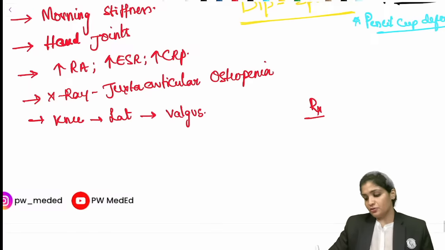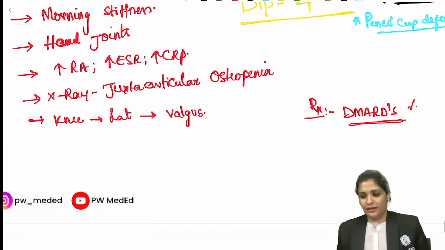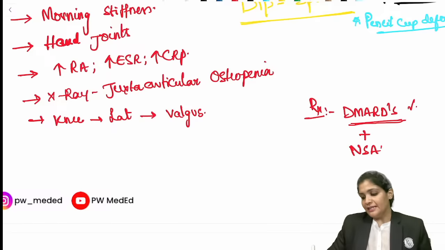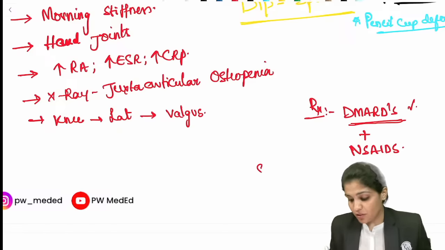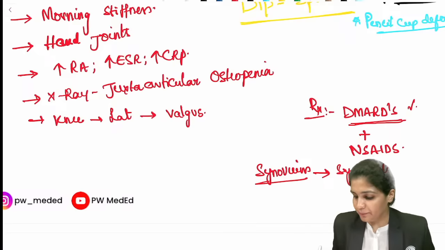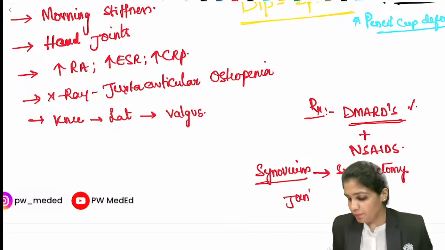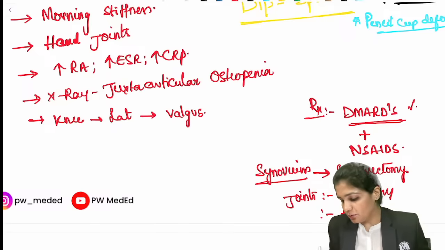So how do you treat it? Treatment is with DMARDs, that is disease modifying antirheumatic drugs, right? And then our favorite NSAIDs are also used. Next, if it is causing more problems with the joint, because the synovium is at fault, you can go with synovectomy. And if the joints are more involved, you can go for osteotomy. And ultimately, patients land up in arthroplasty, that means replacement of the joint, in case of larger joints, hip and knee. So that is the treatment.